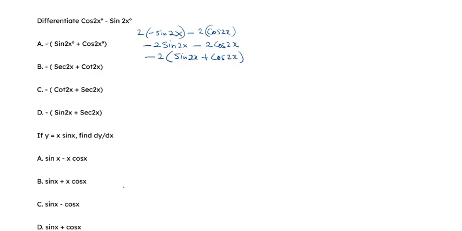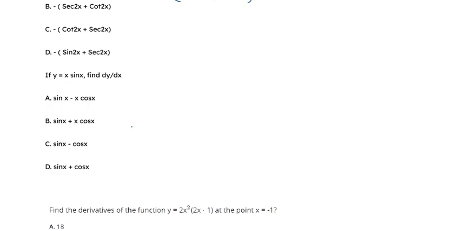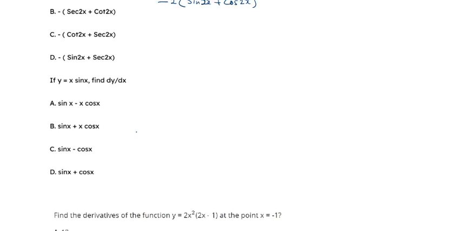So we proceed. Now, the next question we have is y equals x sin x. I'm going to leave this one for you to do. This one is very similar to one of the questions we have solved. I'm going to leave this for you to attempt, and you drop the answer in the comment.